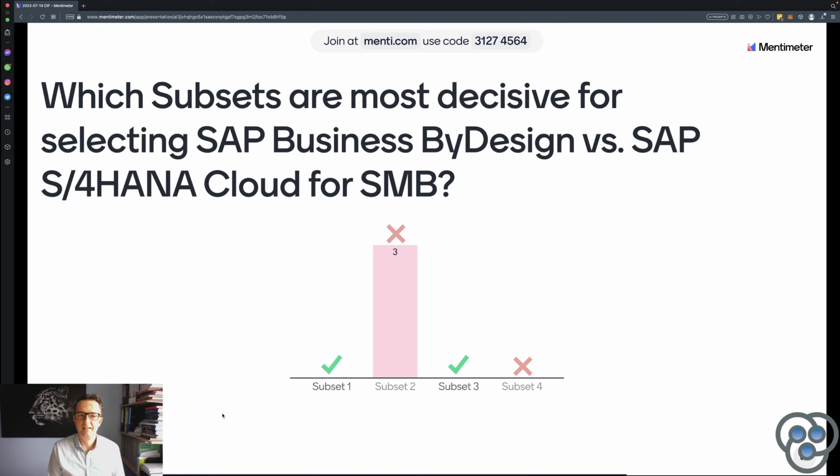Okay. Wow, that's interesting. Actually, 3 answers, but all of the 3 are wrong. Because most decisive for selecting SAP Business ByDesign versus S/4HANA Cloud are subset 1 and subset 3. So, wow, today we have no winner, which is a pity, but maybe let me explain to you why subset 1 and subset 3 are most decisive for selecting SAP Business ByDesign versus S/4HANA Cloud for SMB.